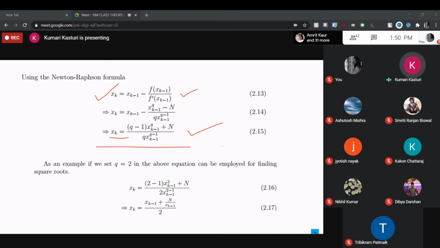Don't worry if you are confused. I will solve one question so that you can understand why we are doing this derivation, why we are finding this equation. And all of you, please keep this one. This equation is a generalized equation. Remember that. Please keep this in a box because we will use this formula for xk.